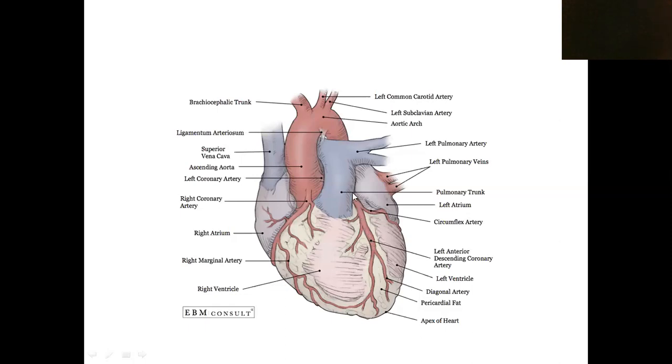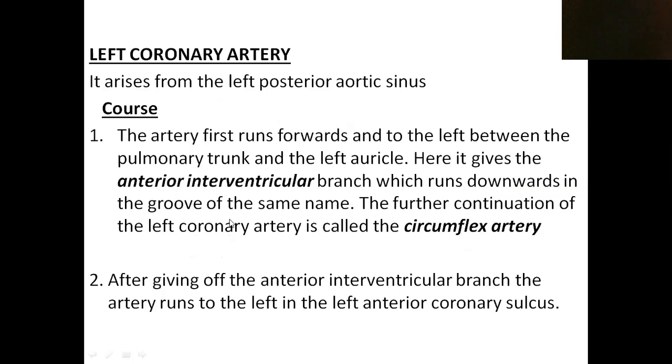It's just a branch of this left coronary artery. This is the main course of the left coronary artery. See, this one is the main course of the left coronary artery, and this one is a branch of that left coronary artery. So that point is clear.